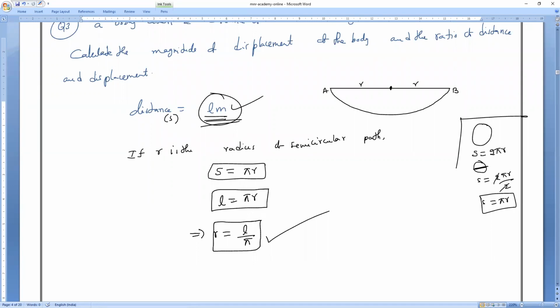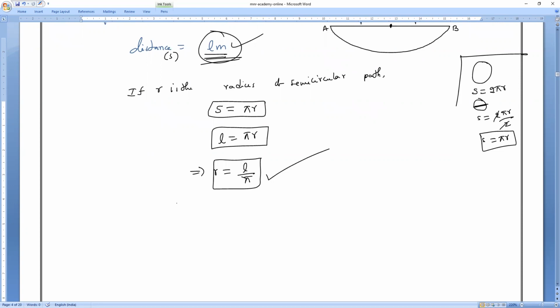Next, magnitude of displacement. Displacement means what will come? We all know, displacement means what? Shortest path. Magnitude of displacement means what? Diameter. Is it yes or no? Everybody, please respond, guys. Yes, diameter. Diameter is equal to what? 2 times the radius. Yes or no?